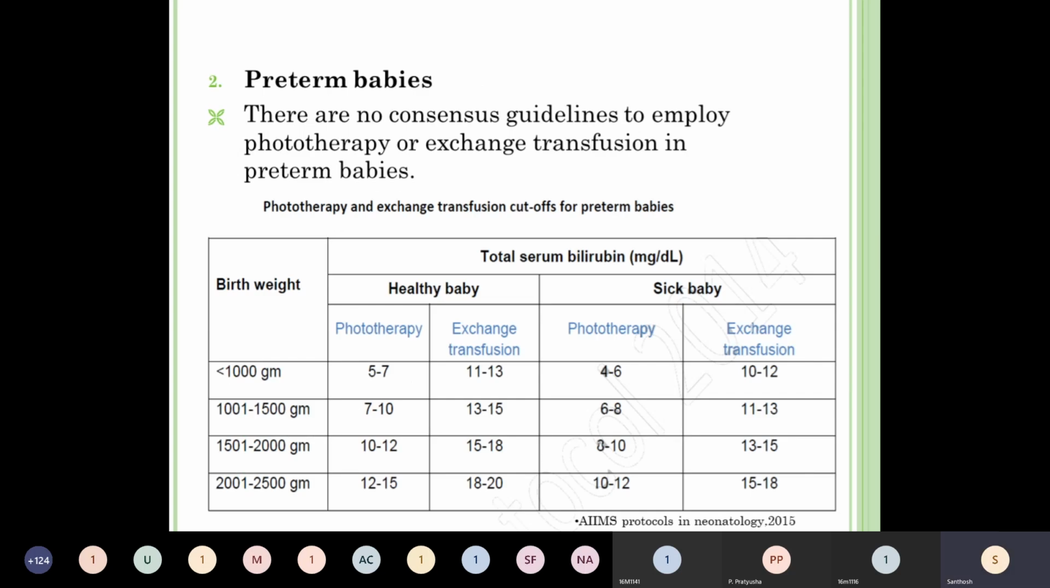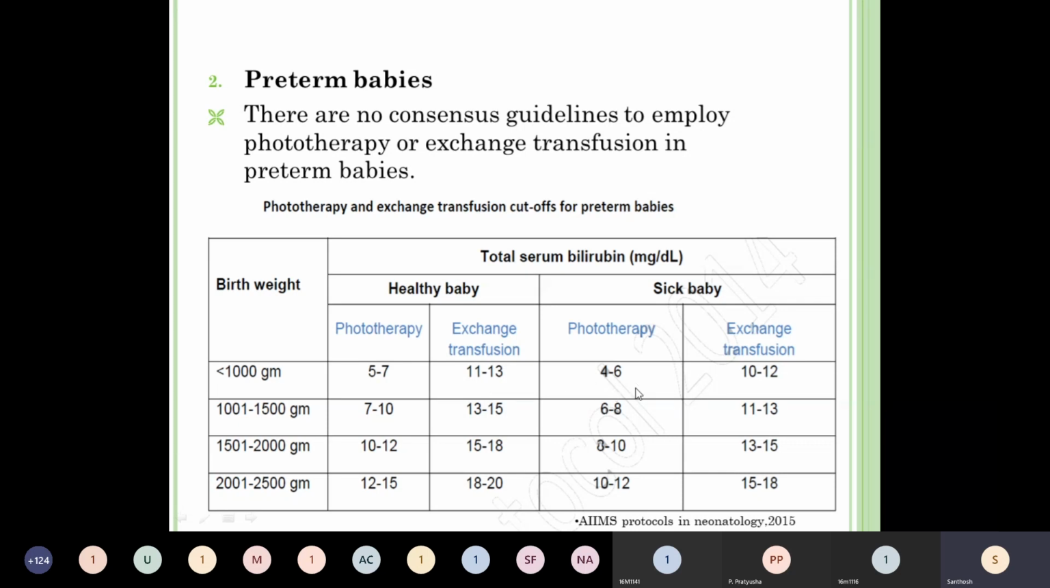Now, for term babies, there is a certain consensus, like there are phototherapy charts. For preterm babies, there are no consensus guidelines on when to start phototherapy or exchange transfusion. So this is from the American Academy of Pediatrics and also from the AIIMS protocol, where based upon the age or weight of the baby, you start phototherapy and exchange transfusion. Like if it is less than 1000 grams, even 5 to 7 milligrams per deciliter is an indication for phototherapy, and exchange transfusion at levels of 11 to 13.